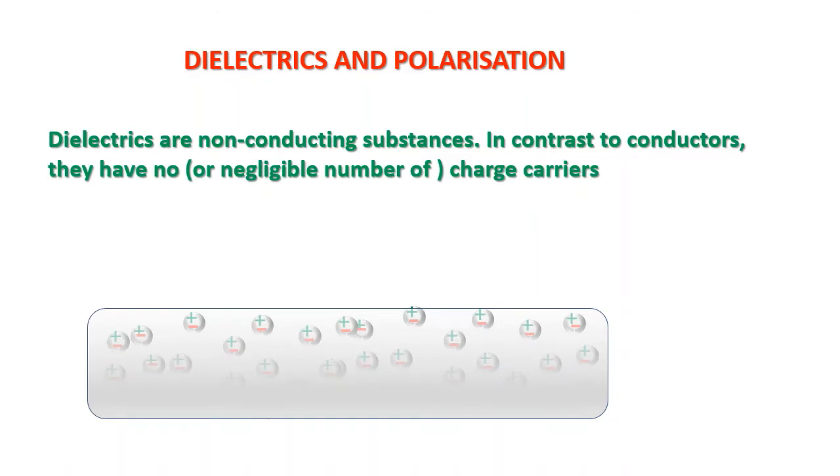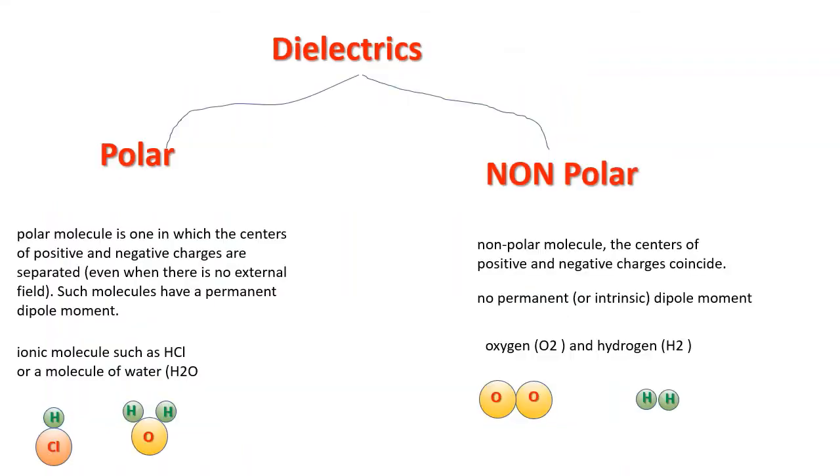Dielectrics and polarization. Dielectrics are non-conducting substances in which there are no free electrons, and the electrons are strongly attached to the atoms. Dielectrics are of two types, polar and non-polar. Polar molecules, as the name tells us, have polarity. A polar molecule is one in which the centers of positive and negative charges are separated. Such molecules have a permanent dipole moment. Usually, ionic molecules are polar molecules.